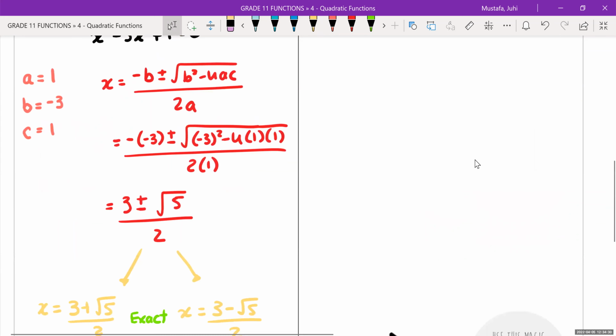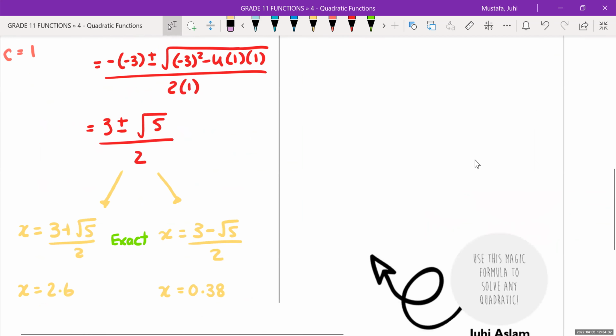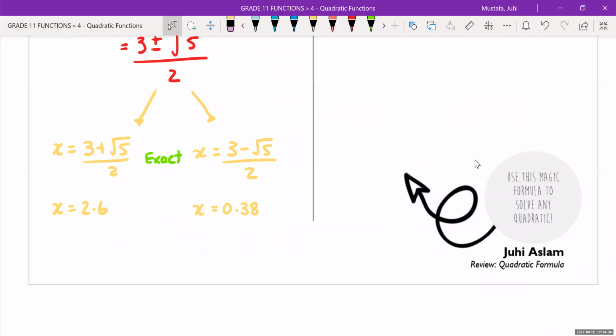I think we'll just keep it to 2 decimal places. What should it be? 2.62? So I got 2.62, 0.38. I'll just pause here while you guys work your calculator.